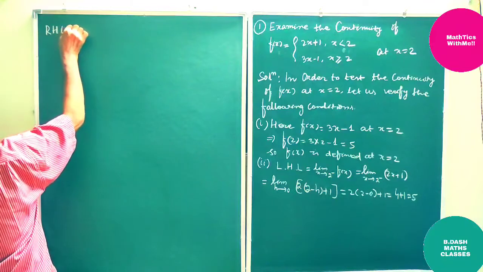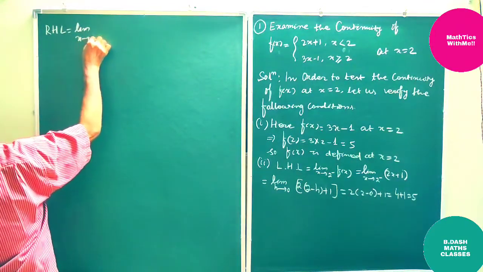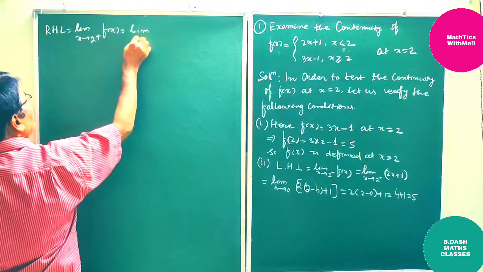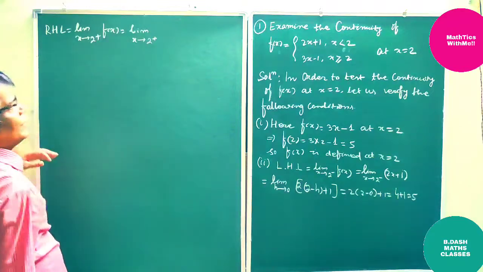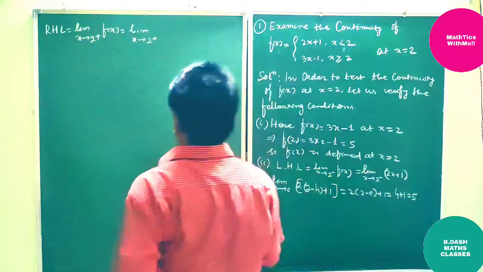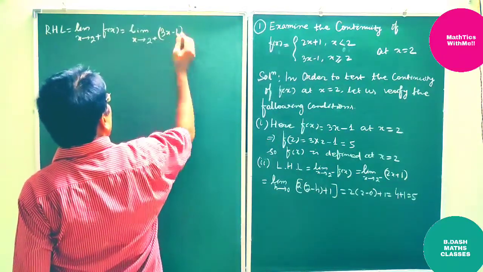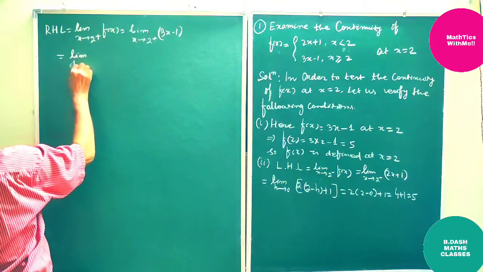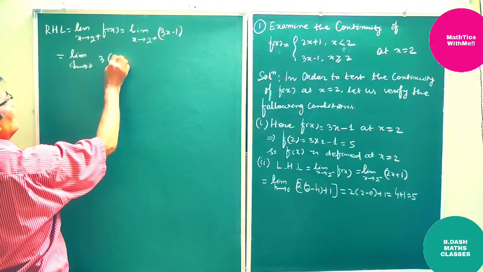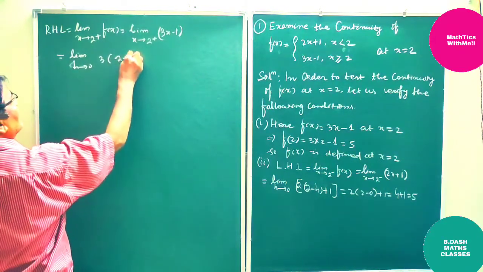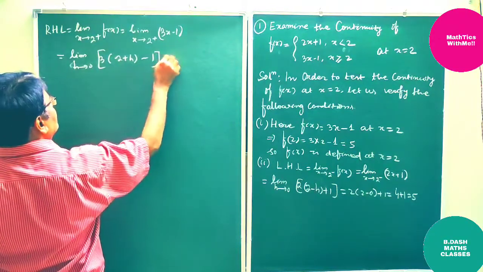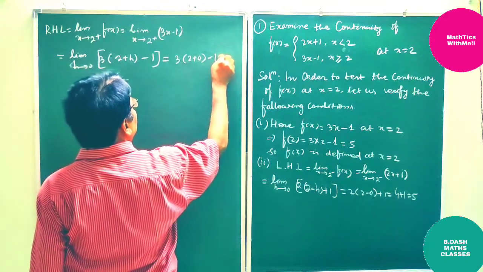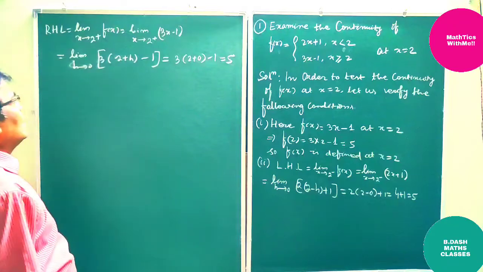Then the right hand limit is equal to the limit as x tends to 2 plus of f of x. So it means the value of x is greater than 2. So here f of x is 3x minus 1. So this is equal to the limit as h tends to 0 of 3 into 2 plus h, minus 1. So this is equal to 3 into 2 plus 0 minus 1, and this is equal to 6 minus 1, which is equal to 5.